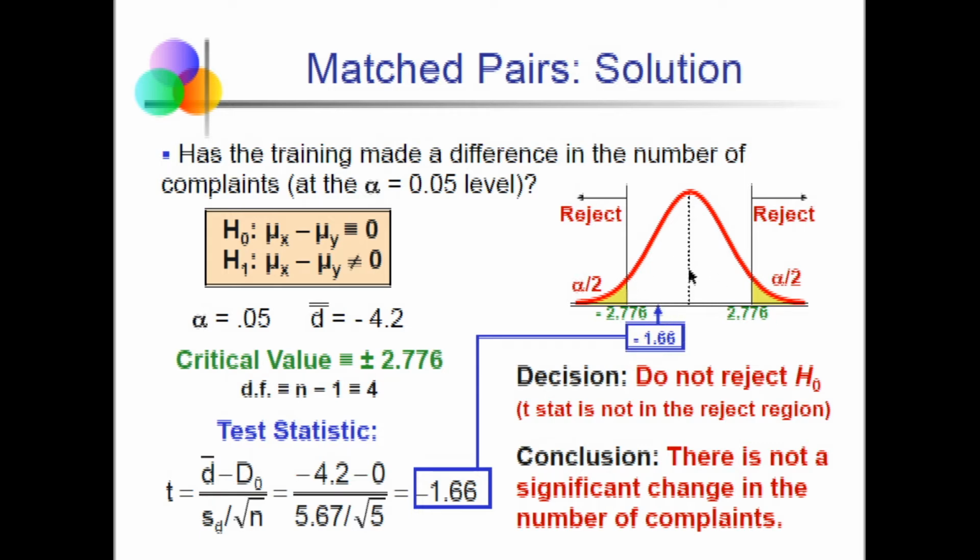For our test statistic, we get a difference, and the hypothesized difference is 0. We replace in the formula, and we find that the t-value is minus 1.66, which falls in the area in which we fail to reject H naught. Therefore, the conclusion is that there is no significant change in the number of complaints.